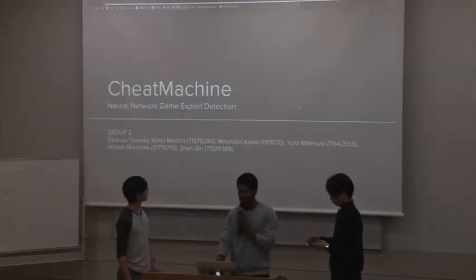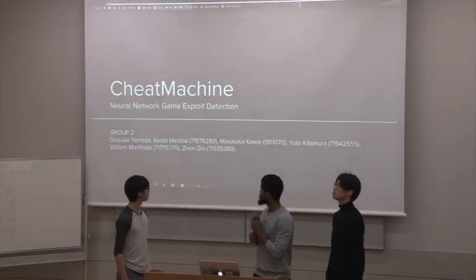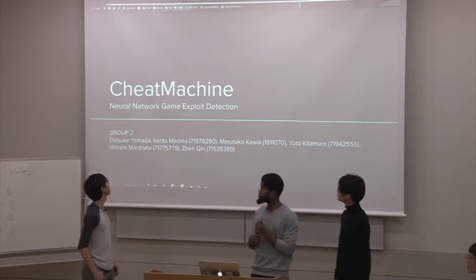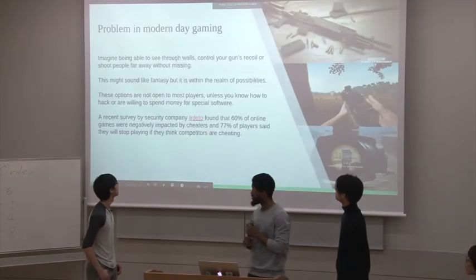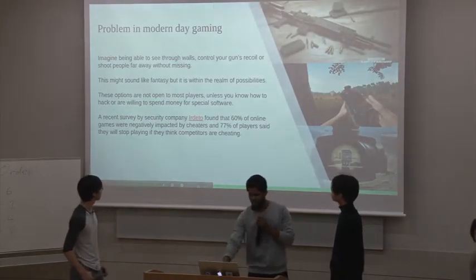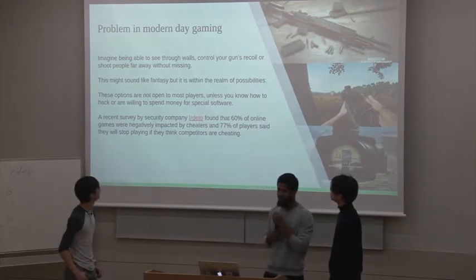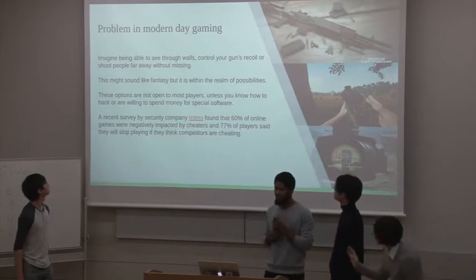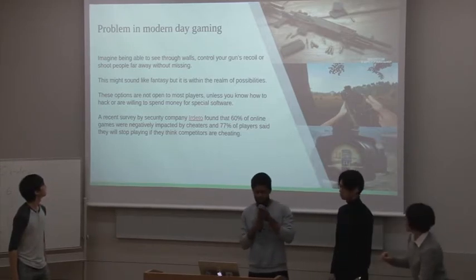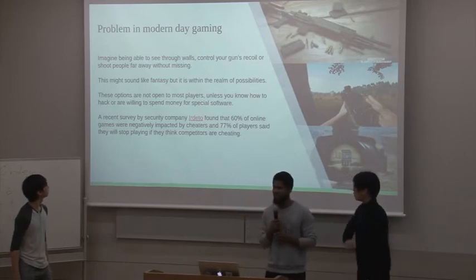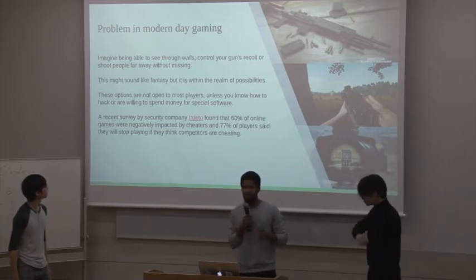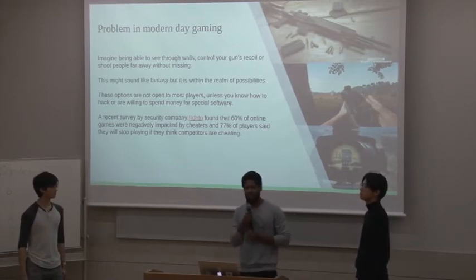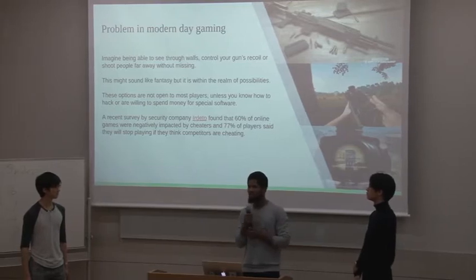Hello, we are group 2, and our business is Cheat Machine. Next slide, please. So imagine being able to see through walls, or control your gun's recoil, or shoot people from far away without missing. Actually, I have had countless moments in PUBG where I'm being killed by other players, and I've been wondering, why are these players so good?